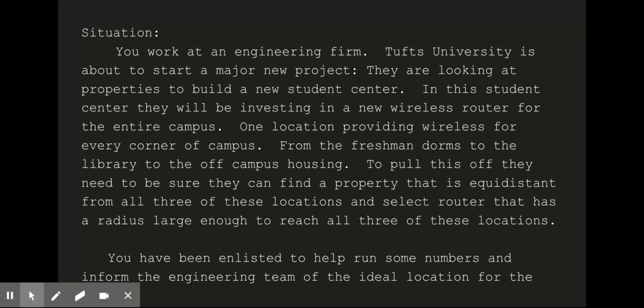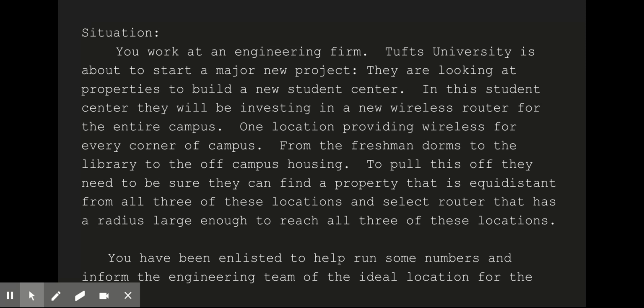So here's your situation. You work at an engineering firm. Tufts University is going to start a major new project. They're going to spend millions and millions of dollars on a new student center. And in that student center, they're going to put some new 5G router, and it's going to give Wi-Fi to the entire campus. Big investment, big way to get kids to come to school there. They want to make sure that they do this right.